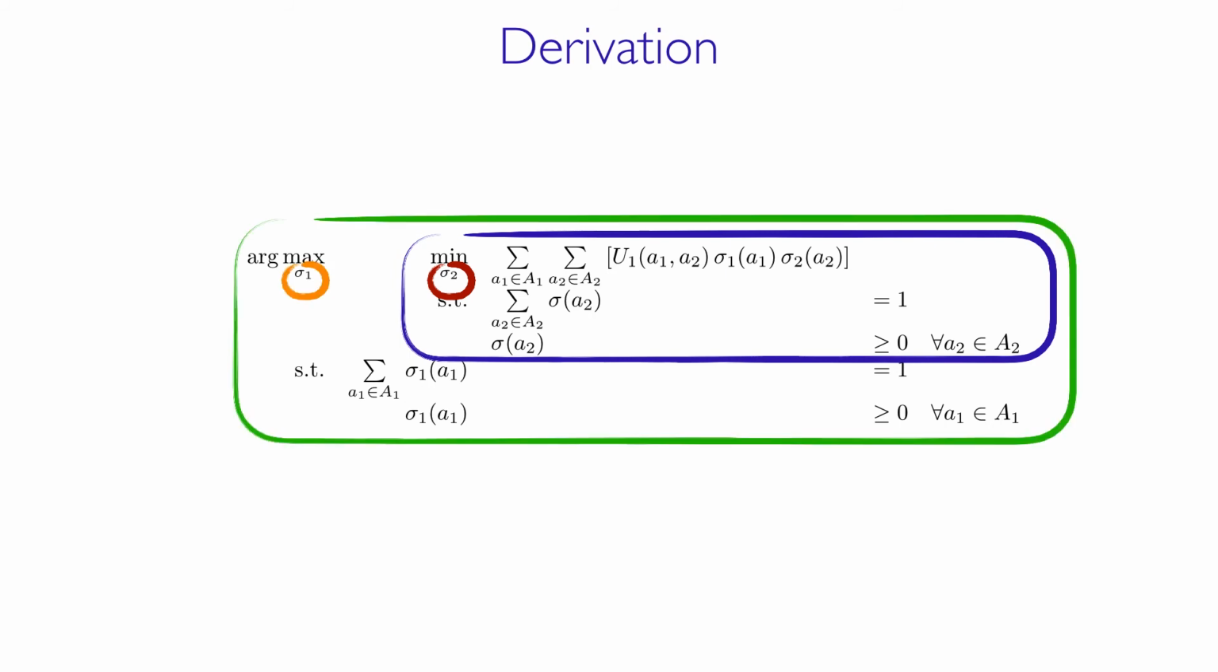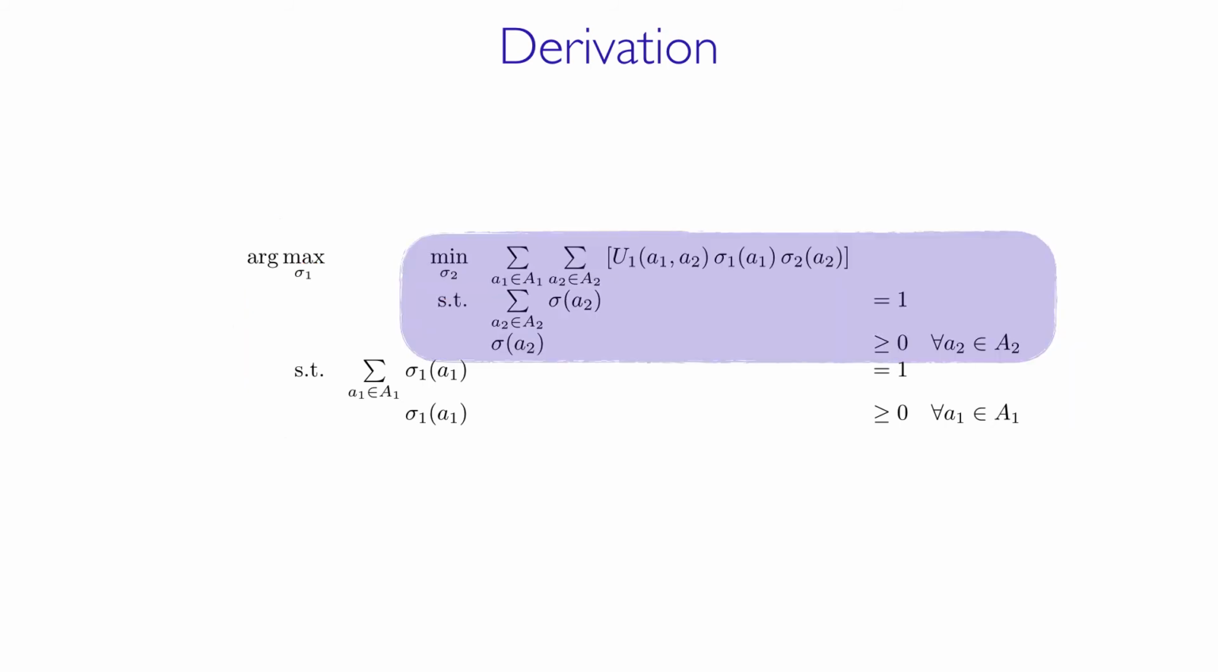Focus now on the maximization problem. Here the variables are the strategies of player 1, and the constraints are just that the strategies are well defined. Focus on the minimization problem. This problem is linear in the variables that we recall are the strategies of player 2.